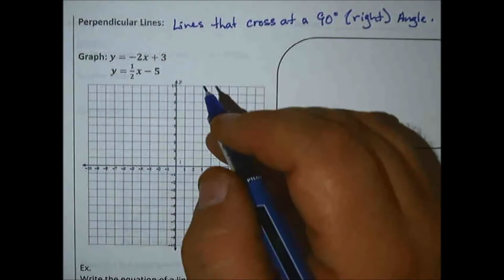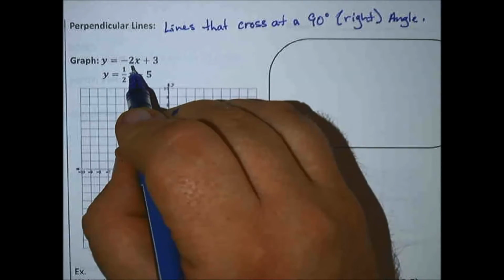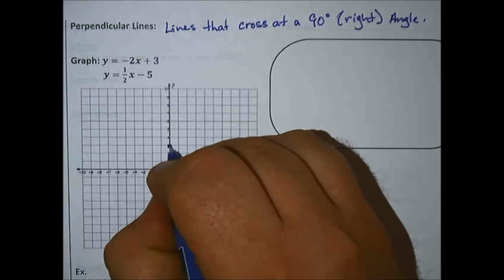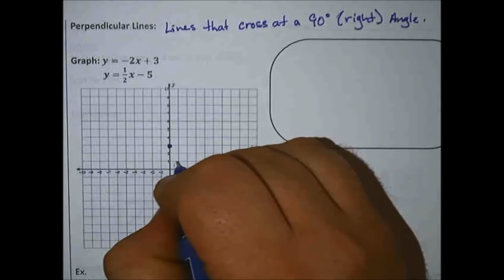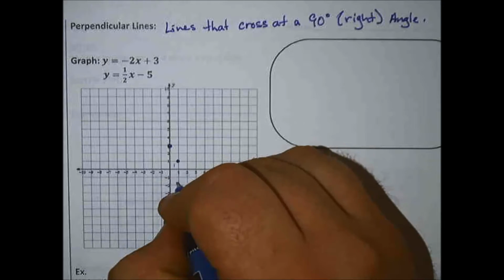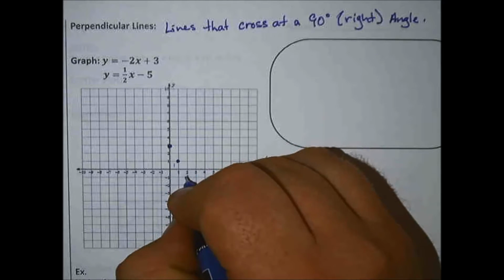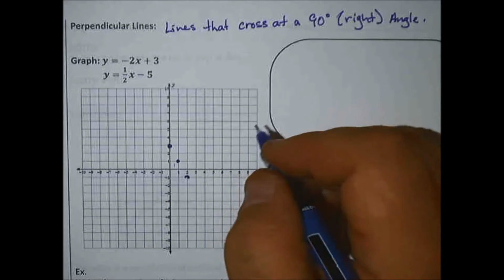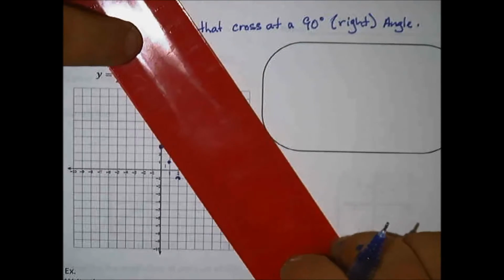So let's go ahead and graph these. The first one, y equals negative 2x plus 3. So I have plus 3, and I'm going down 2 and right 1. I'll do it one more time just for good measure. Yeah, down 2, right 1. Good. Okay. Graph my line.